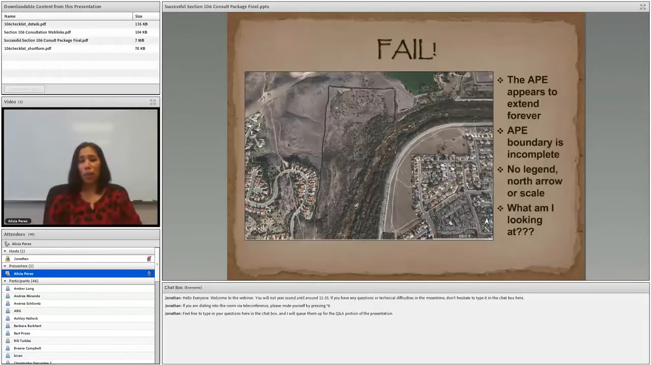So this is an example of an APE map that we do not want to see. In this case, the APE boundary is very hard to see. It's dark and it blends in with the gray background. It is an incomplete boundary, so it appears that it extends on forever, and it's hand-drawn with a shaky hand. There's no legend, there's no north arrow or scale, so I have no idea what I'm looking at. So you definitely want to avoid submitting these types of maps.